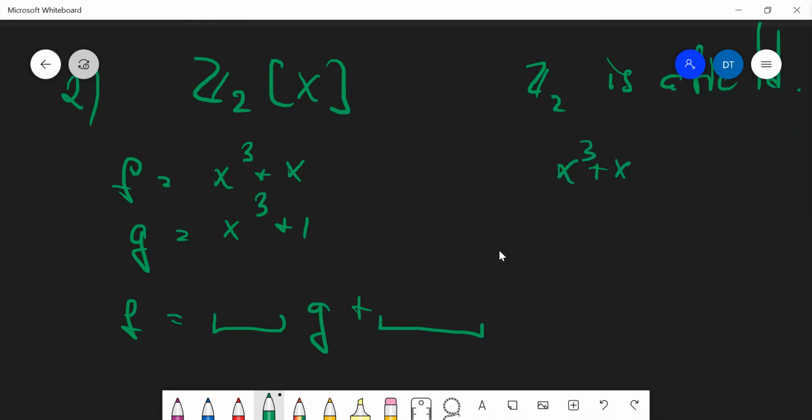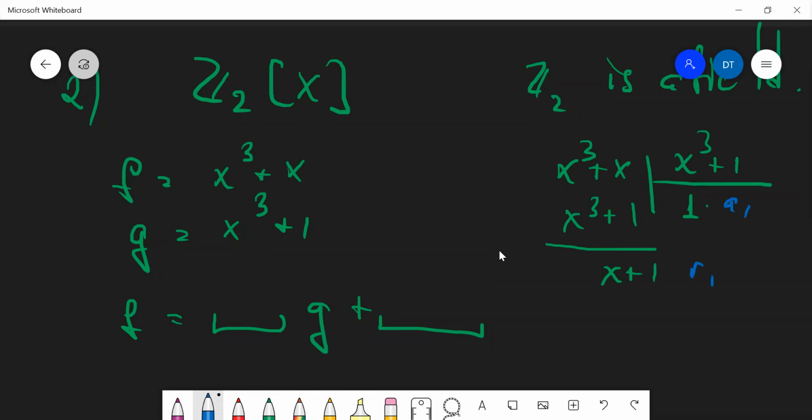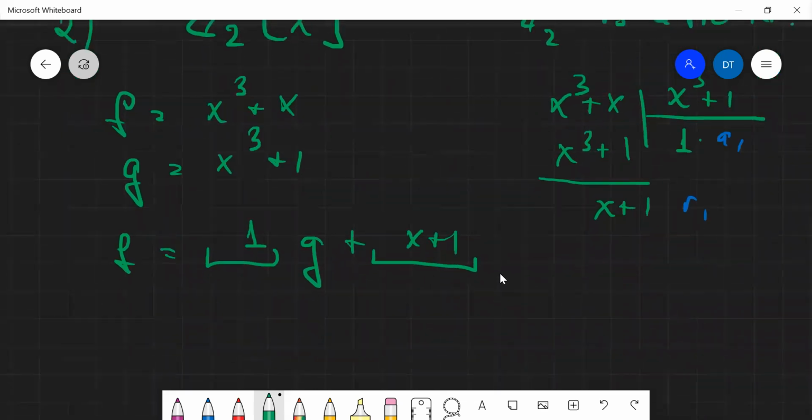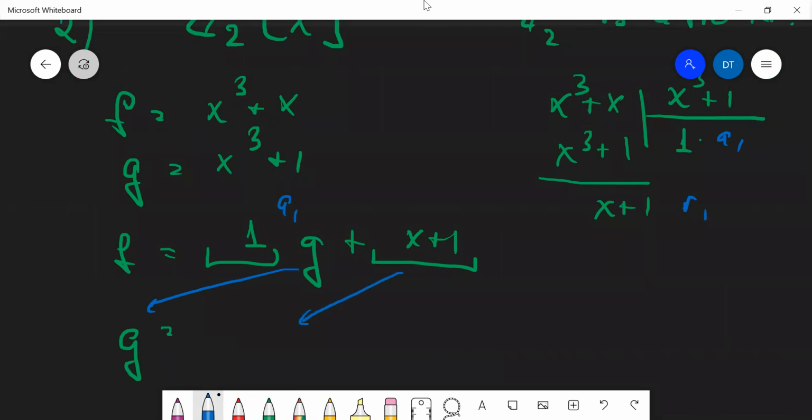Let's compute. Well, first of all, you need to multiply by 1 and subtract. Well, in case of Z2, subtraction and addition is the same thing, because here 1 and minus 1 is exactly the same thing, so you can just add all things together. So as you can see, this is your Q1 and this is your R1. So here we have 1, and here we have x plus 1. Okay, now we want to divide G by x plus 1. So we need to move G here, and we'll move R1.